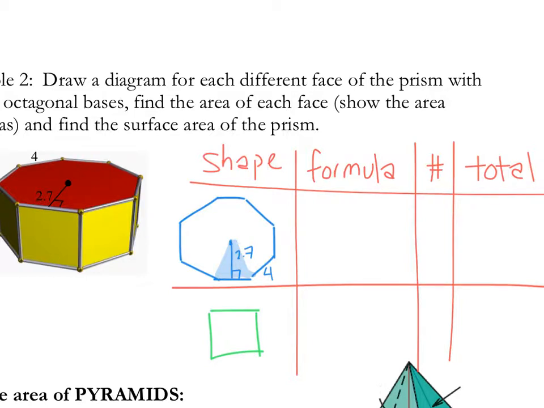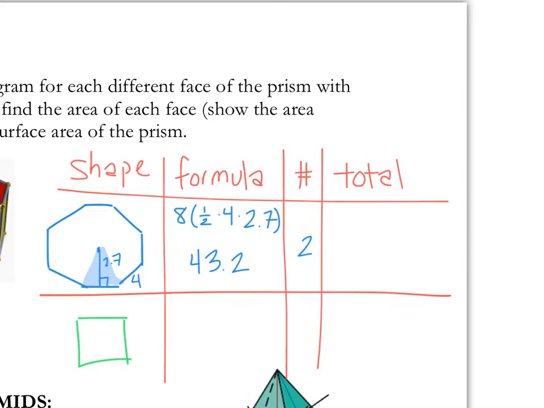We're going to split it up into triangles. There's 8 triangles, and the formula for a triangle is 1/2 base times height. Well, my base of that triangle is my side, which is 4, and the height of my triangle is my apothem, which is my 2.7. So if you punch all of that in your calculator, 8 times 0.5 times 4 times 2.7, I get 43.2. And I see a top and a bottom, so I multiply it by 2 and I get 86.4.